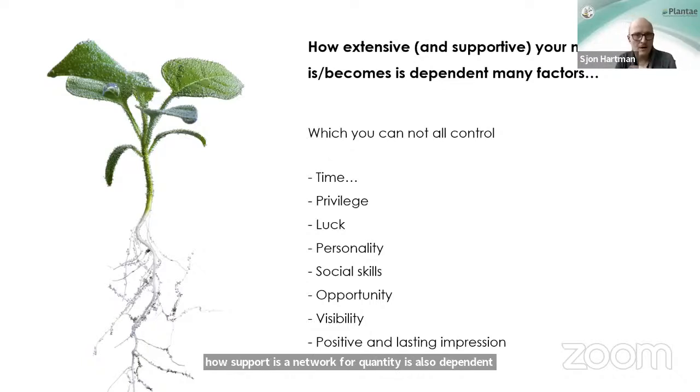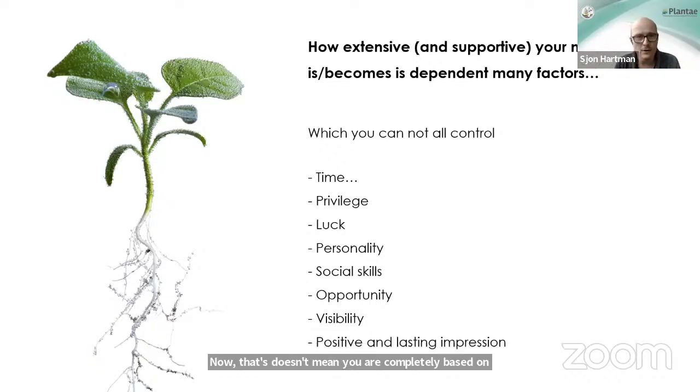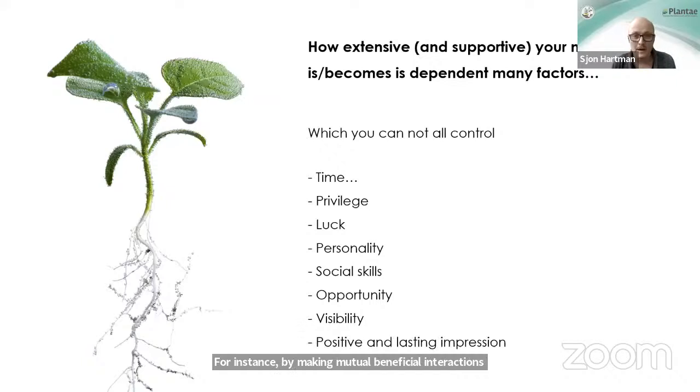Now, that doesn't mean you are completely based on luck. There are things you can do. And as we all know, as plant biologists, plants have developed very nice signaling cascades that can help them extend their networks, for instance, by making mutually beneficial interactions with, for instance, mycorrhiza, right? And they do this by communication between the additional network and the plant host itself.